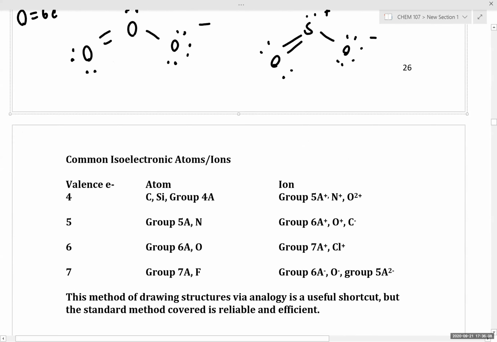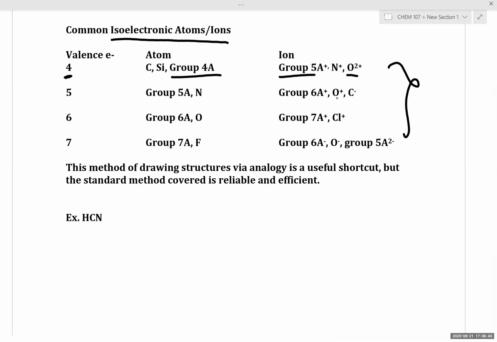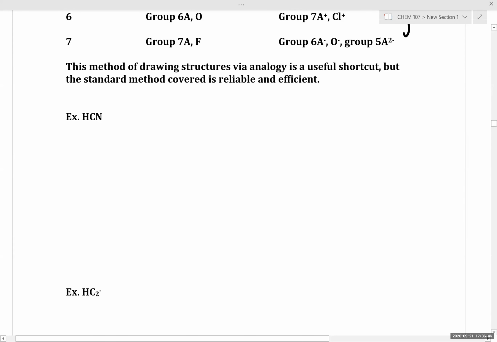So here's a table of some common numbers of valence electrons and their common isoelectronic atoms or ions. So 4 valence electrons, we can look at group 5A cations and oxygen 2+ cations, or any neutral atom in group 4A. You can repeat this table for a variety of neutral atoms, cations, and anions. Note, you don't have to draw structures by analogy. You can certainly go about drawing the structures from scratch and you'd get the same results.